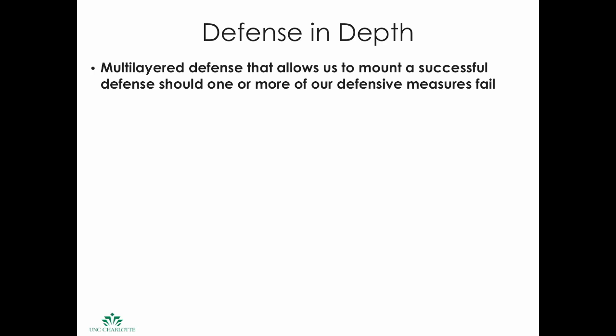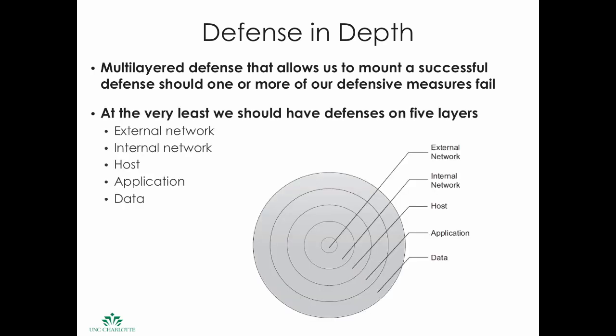Defense in depth is another strategy for information security. It is a multi-layered defense or well-implemented defenses at different layers, which makes it difficult to successfully penetrate deeply into a network and attack the assets directly. So at the very least, we should have defenses on 5 layers. External network layer, which consists of external users outside our network. Internal network layer, which consists of the network in our corporate IT infrastructure.